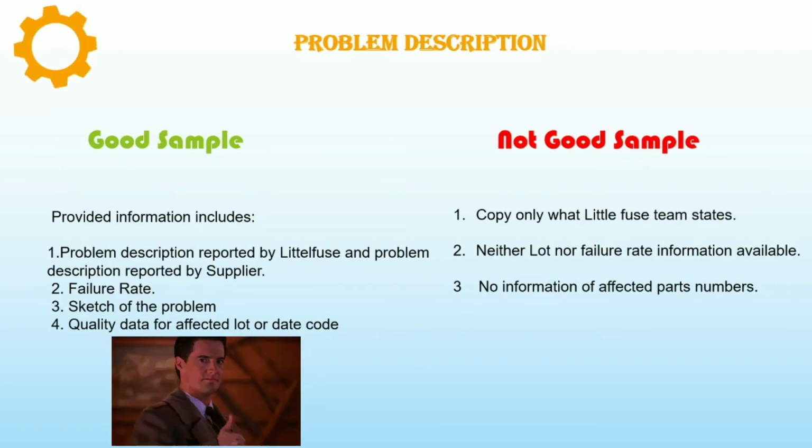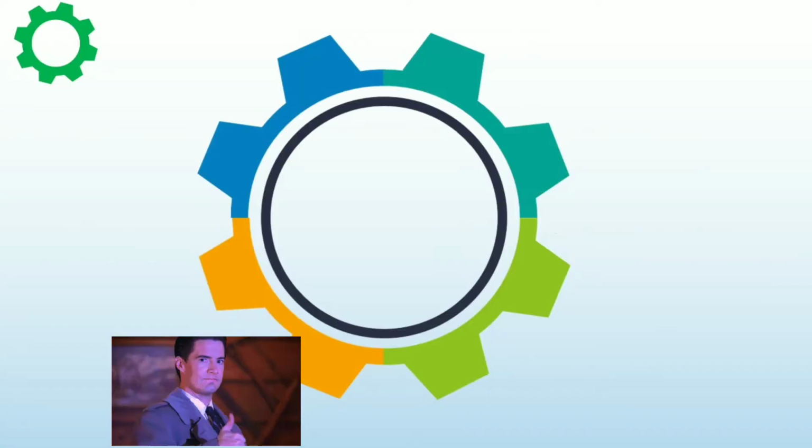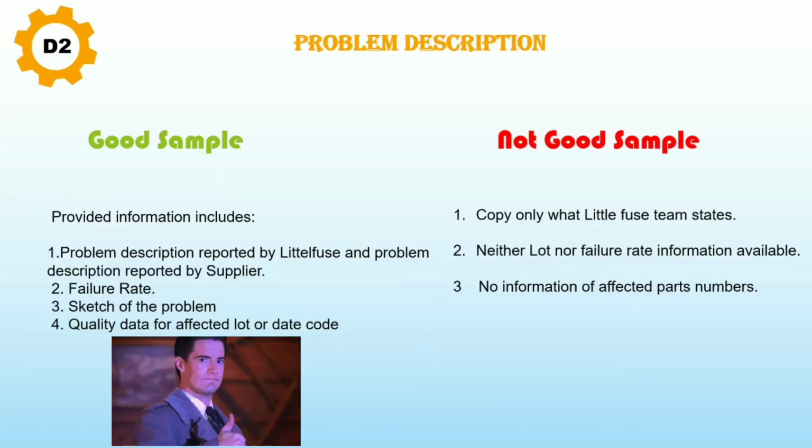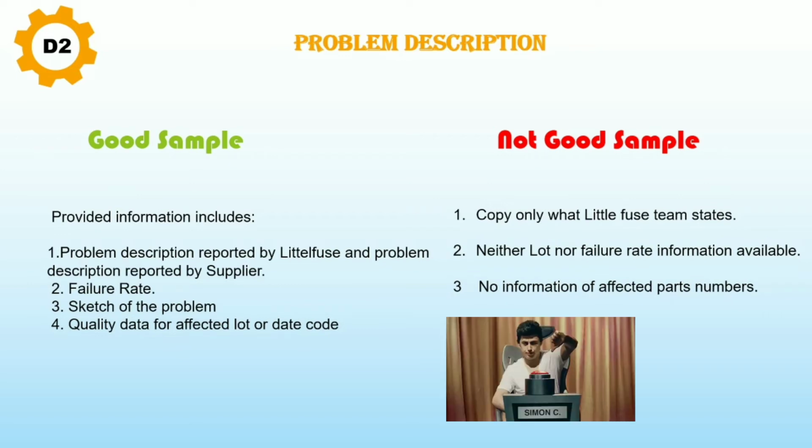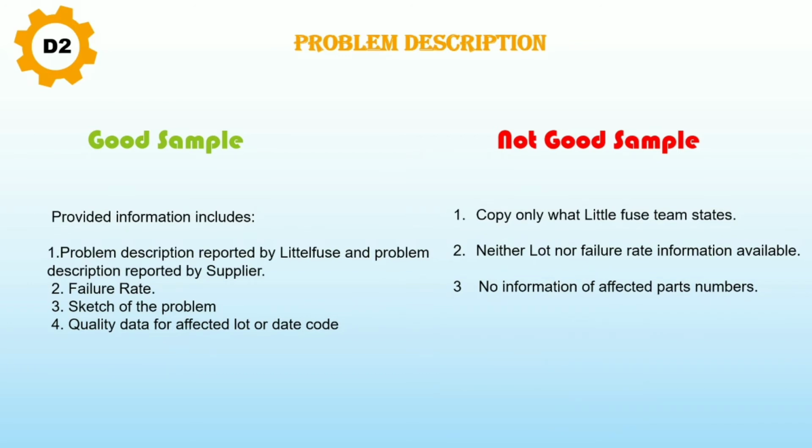Good sample. Provided information includes: 1. Problem description reported by Littlefuse and problem description reported by the supplier. 2. Failure rate. 3. Sketch of the problem. 4. Quality data for the affected lot or date code. Not good sample. 1. Copies only what the Littlefuse team states. 2. Neither lot nor failure rate information available. 3. No information on affected part numbers.